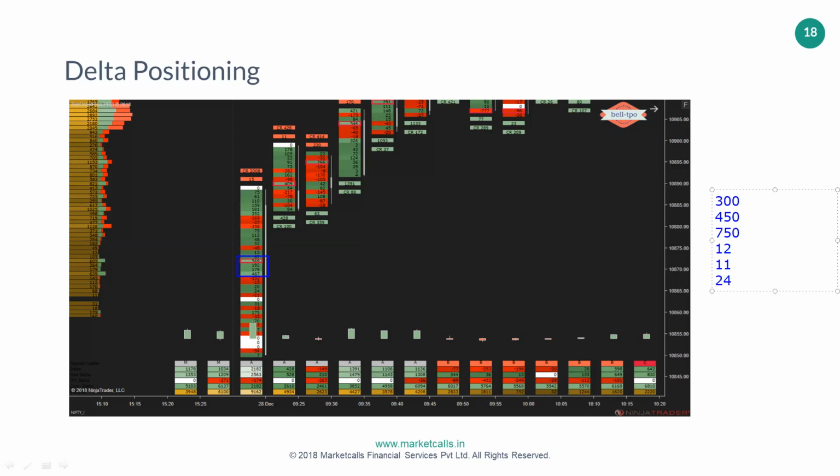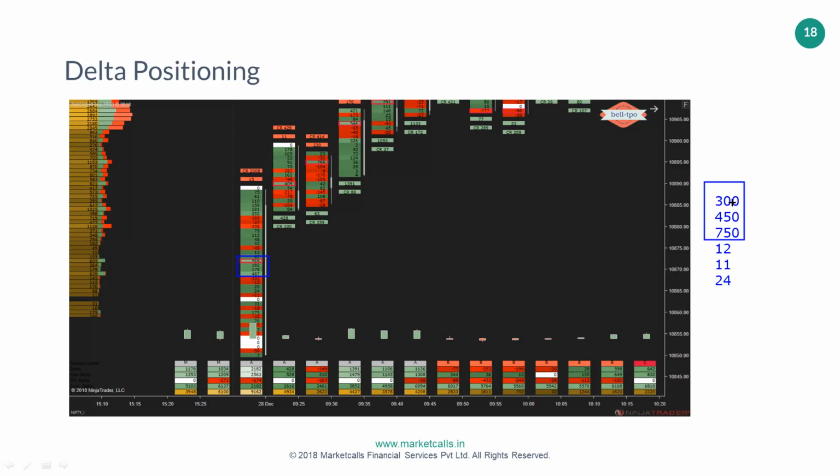23. If your delta reading goes like this, then probably you can see that at this band there are more positive deltas, right, compared to any other places. That means more participants are reloaded over here, more aggressive players loaded over here, and that's how you'll be able to understand that delta positioning happens.